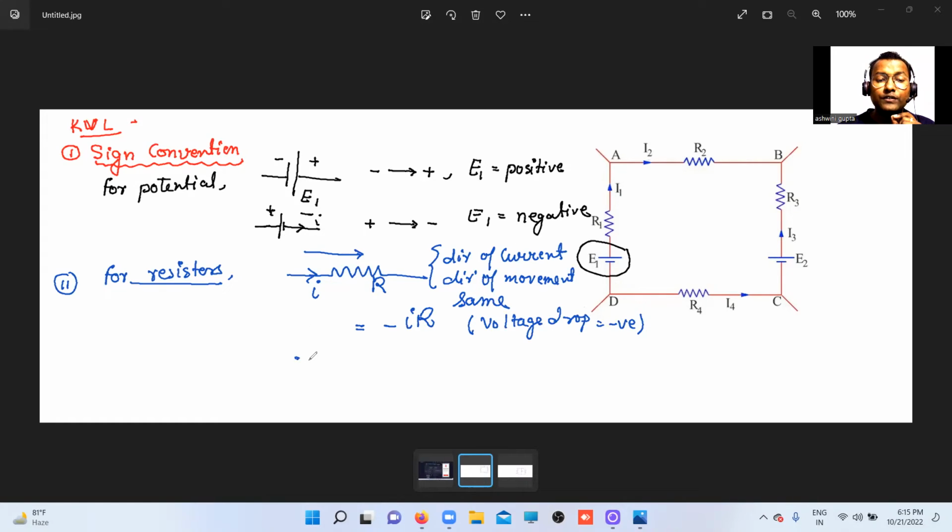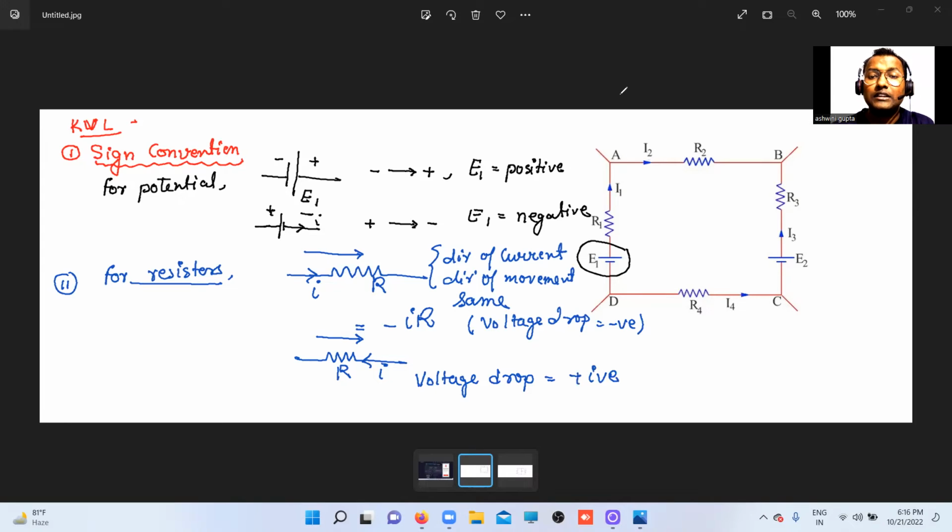Similarly, suppose we have the network here, and now we are moving in the same direction, but the current is in the opposite direction. We are moving just opposite to the flow of current. In that case, the potential drop, or we can say the voltage drop, will be taken as positive.